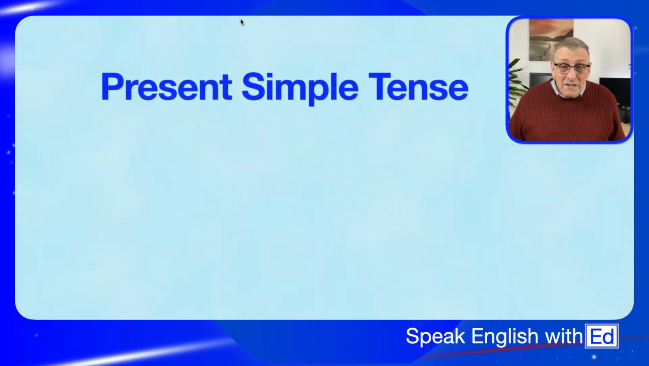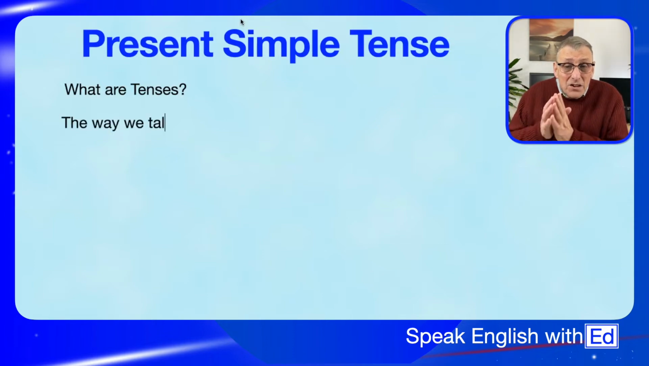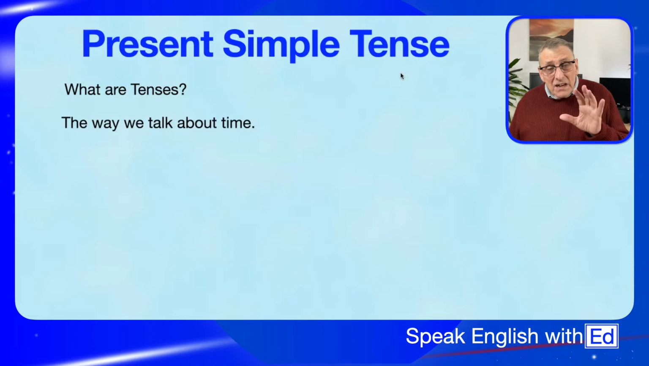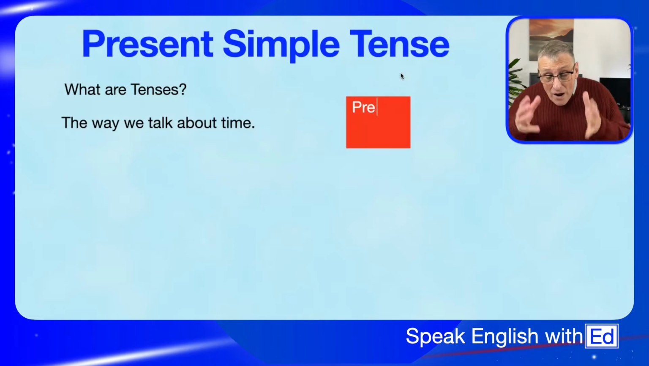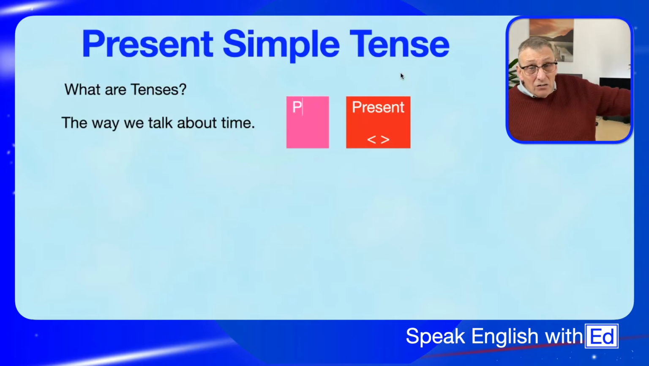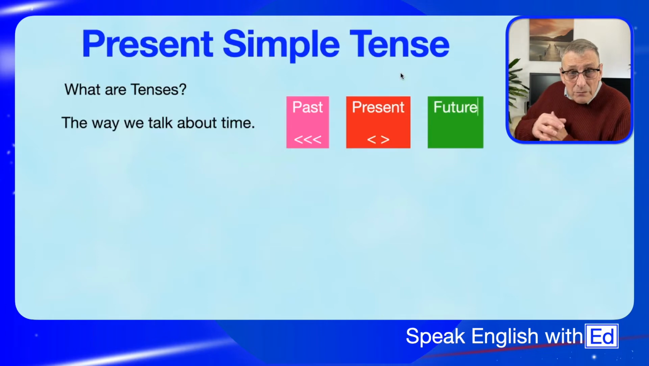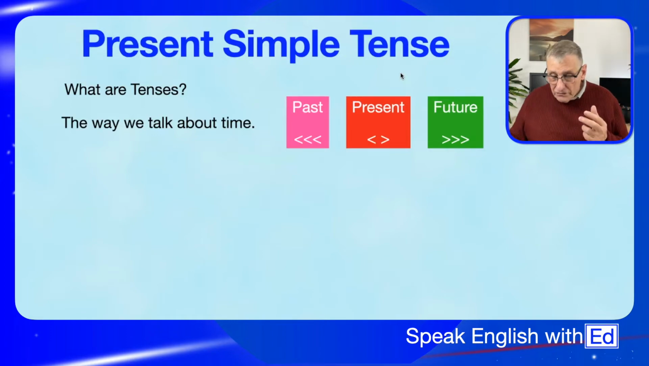Present simple tense. Now, the first thing that we want to know is what are tenses? Tenses are the way that we talk about time. There are three periods of time. There's now, right now, this very minute. There's the past, that's time that's already gone. We've used that time, we cannot get it back. And then there's the future, that's the time that's yet to come, that's in front of us. So there's the present, the past and the future.